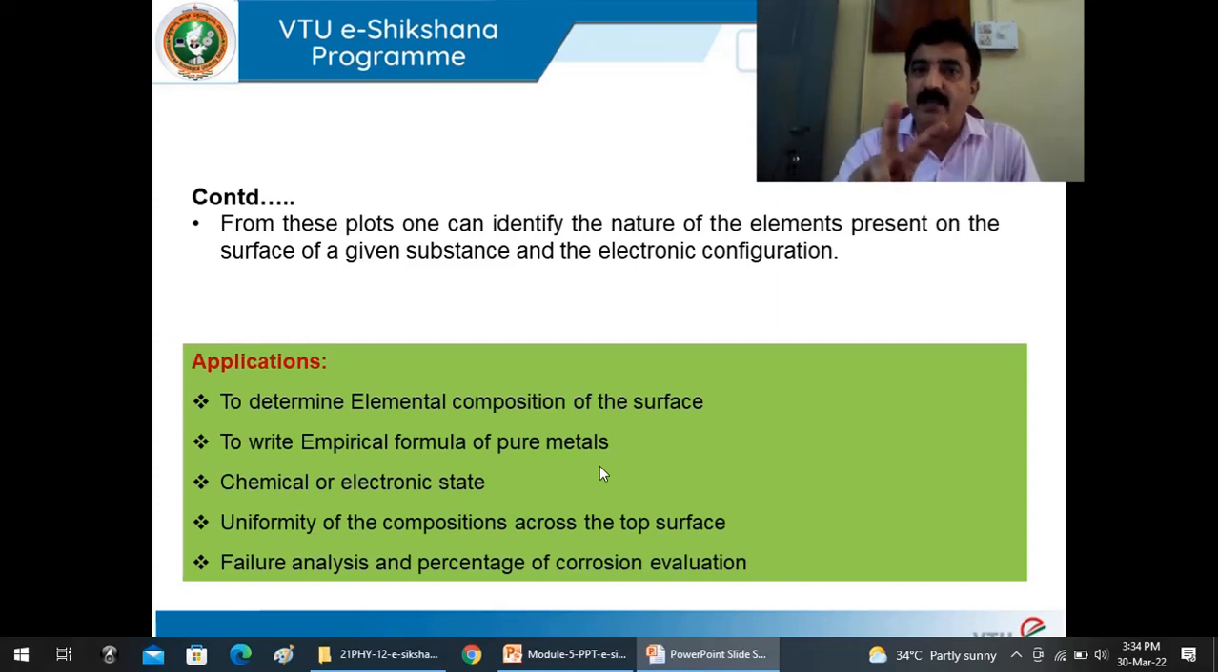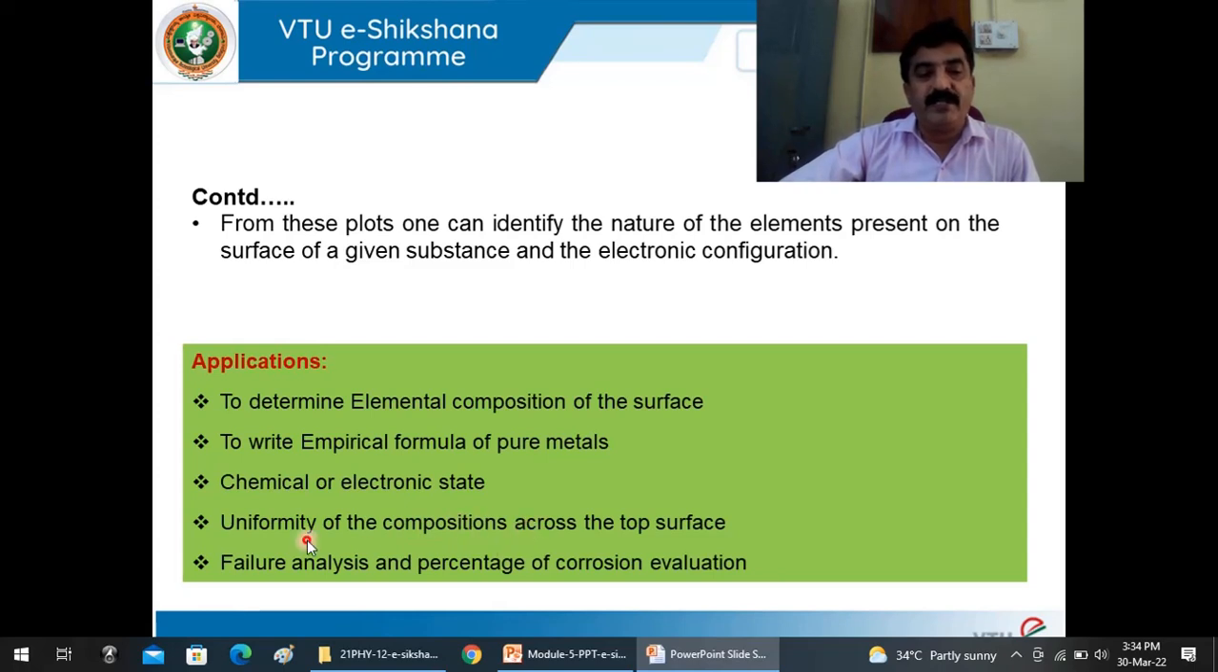Actually, this is purely chemical property analysis. It is not exactly physical property analysis. It is more focused towards a chemical property characterization. So I have a few more applications here. Chemical or electronic state can be detected. At the same time, one or two disadvantages are there. Limitations are there. Okay, these are the limitations.